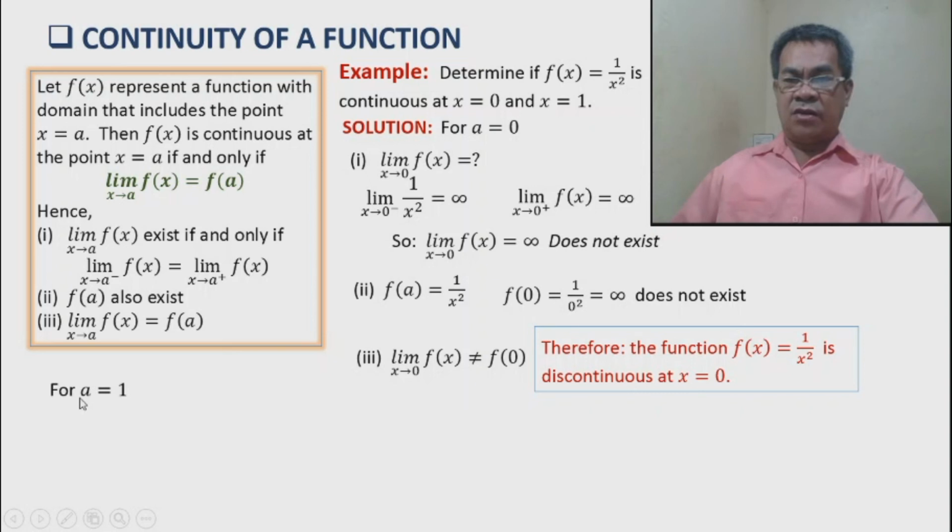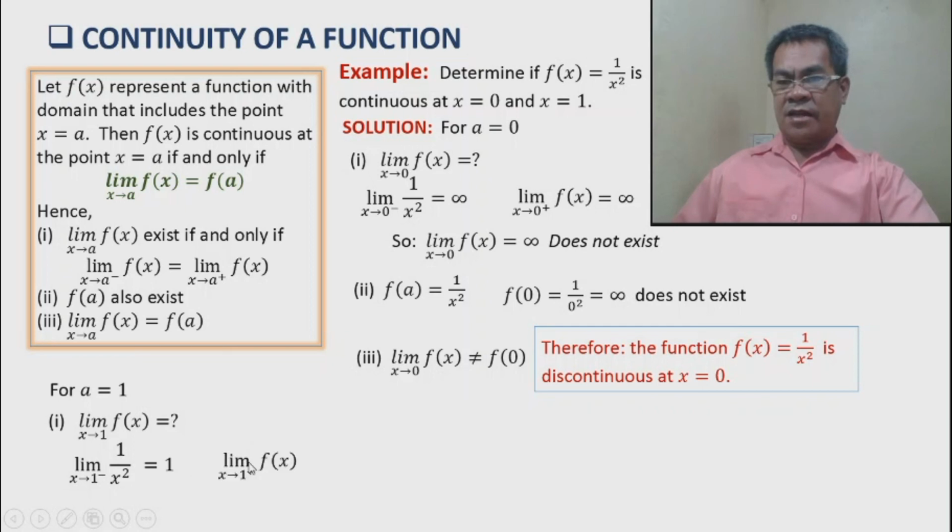Okay? Now what about a equal to 1? For a equal to 1, does the limit of the function at x equal to 1 exist, and is it continuous or discontinuous? To investigate, we have to use the 3 conditions. The first condition: the left hand limit, evaluate, and we have the value 1. The right hand is also 1. Any number closer to 1, the result is 1.